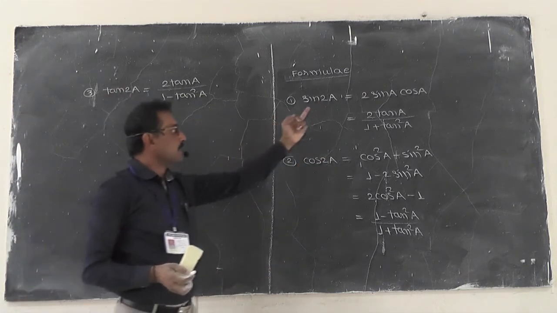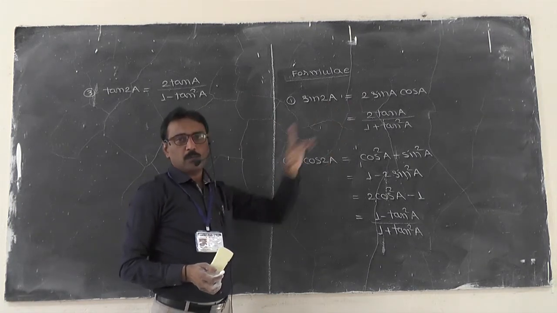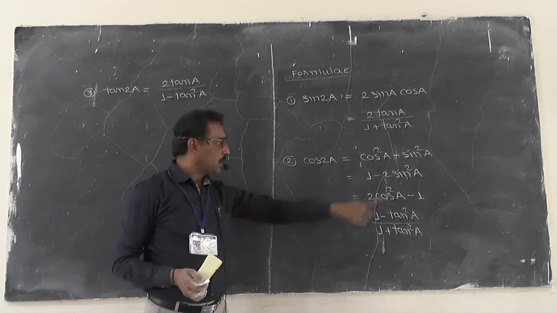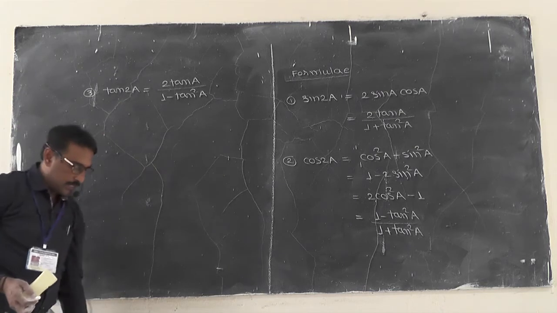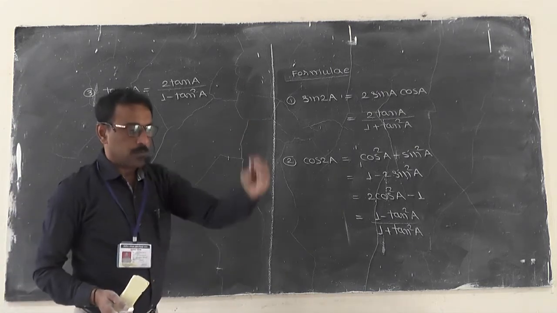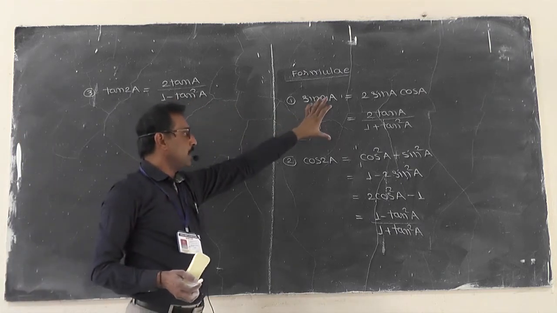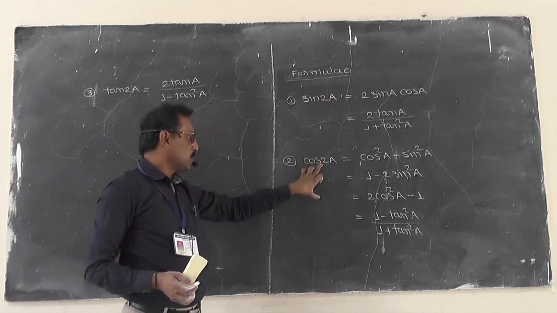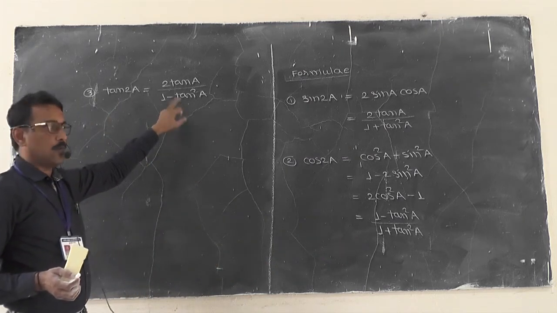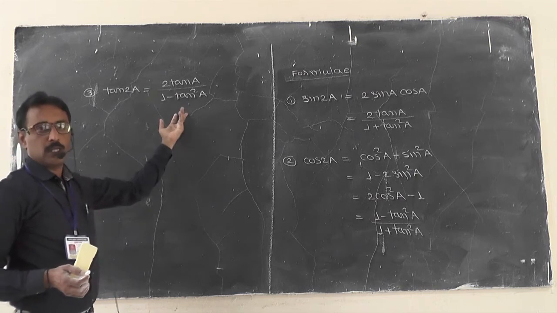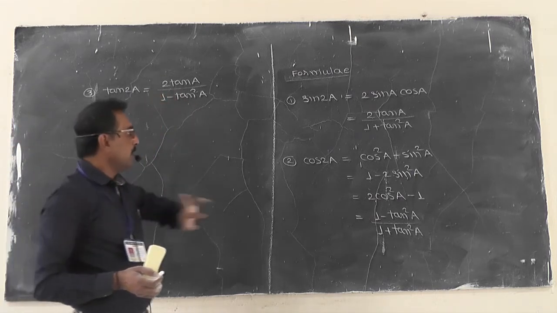Now if it is asked for sin 2a, then that problem can be solved by these two formulae. When the problem is of cos 2a, then that problem is solved by these four formulae, and when the problem is of tan 2a, then there is no confusion because tan 2a has just one formula. There is no confusion about which formula we have to use.